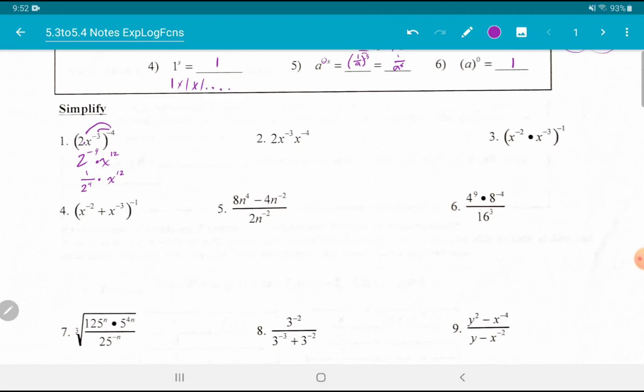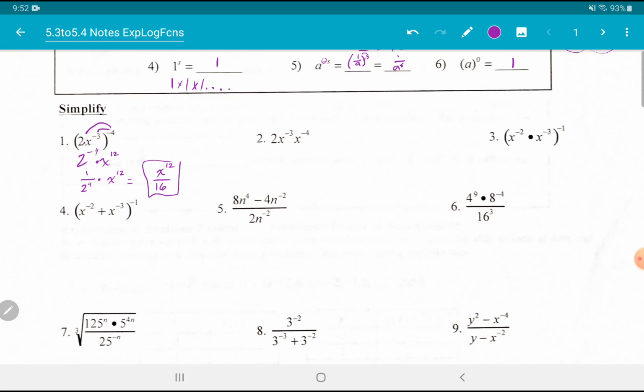Keep in mind that the 12 does not have a negative attached to it, so you do not bring that x over on the bottom. You do not do its reciprocal. So x to the 12th actually stays put where it is, which actually makes it still a numerator, and then the 2 to the 4th, which is 16, becomes the denominator, like that.